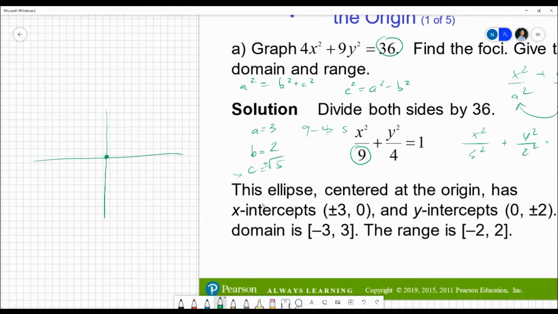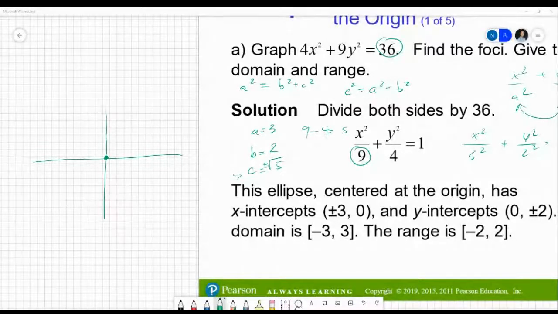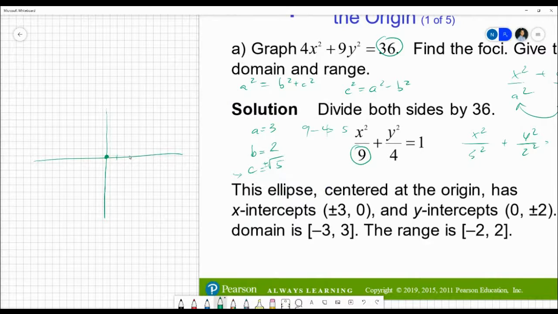Square root of 5 is about 2 something. Let's see what it is exactly. Yeah, 2.23. So 1, 2, about 2.2. So let's say right here. All right, so that's my c value, about square root of 5.